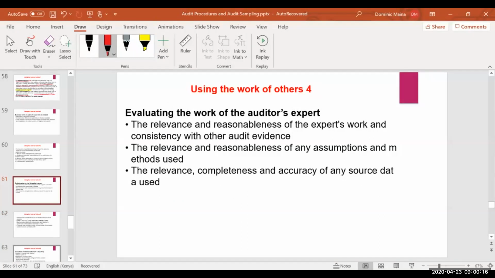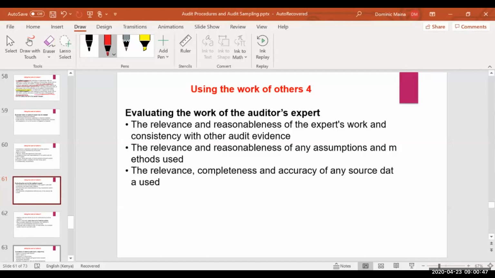You have to consider the relevance and reasonableness of the expert's work, and consistency with the already existing audit evidence that you have gathered. Don't forget, in most instances you don't form an opinion from just one audit evidence source. You need many of them. Of course, it's a matter of judgment how many audit evidences you need. Generally it's a matter of your opinion.